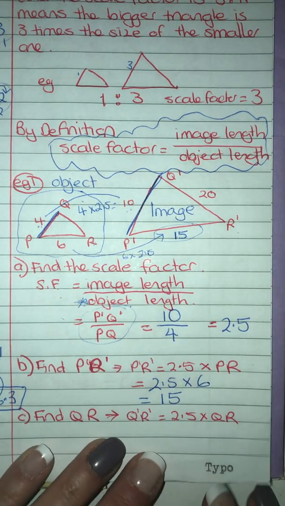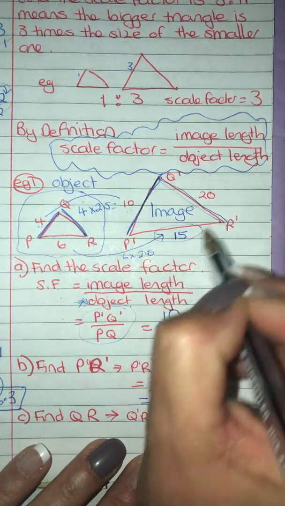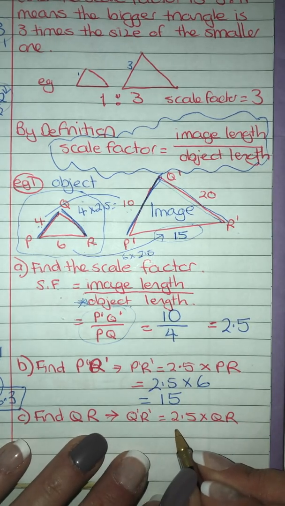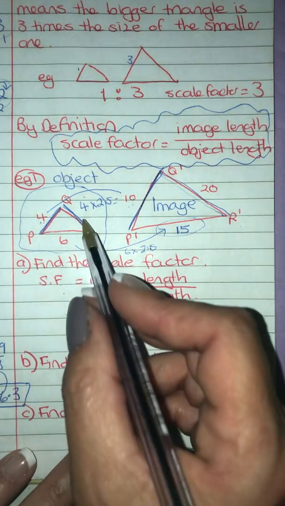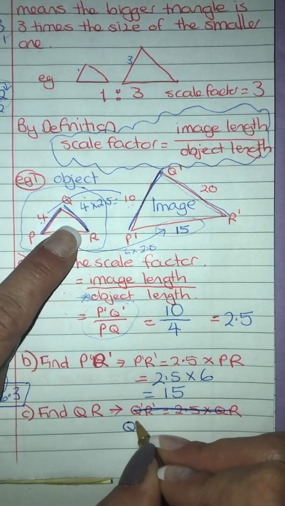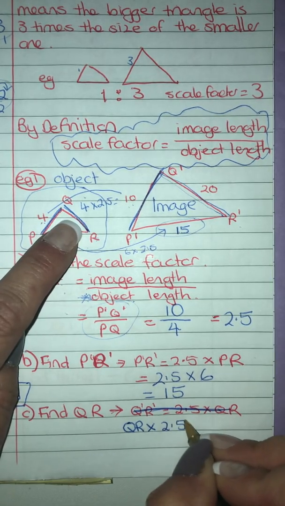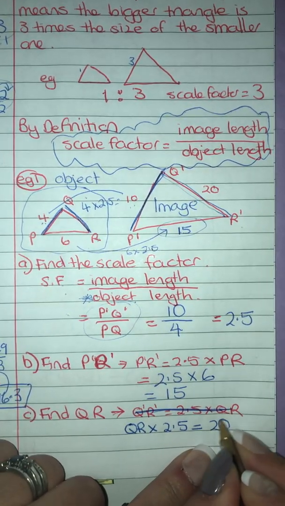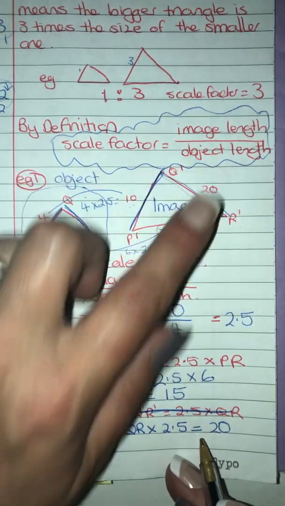All right. How about if we want to find QR? This is Q and this is Q R dash. All right, so this is going to be the other way around. So we're going to have the smaller one. So that's not right. I don't know why I've written that. Okay, so this time we don't know, so we're going to go QR times 2.5 is going to equal 20. So this one here multiplied by 2.5 will equal 20.